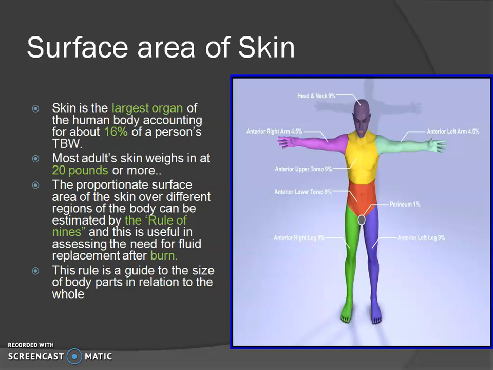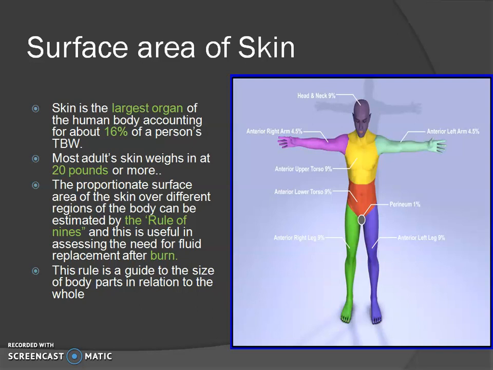A little bit about surface area of the skin. The skin is the largest organ of the human body, accounting for about 16% of a person's total body weight. Most adult skin weighs in at 20 pounds or more, equal to 9 kg.